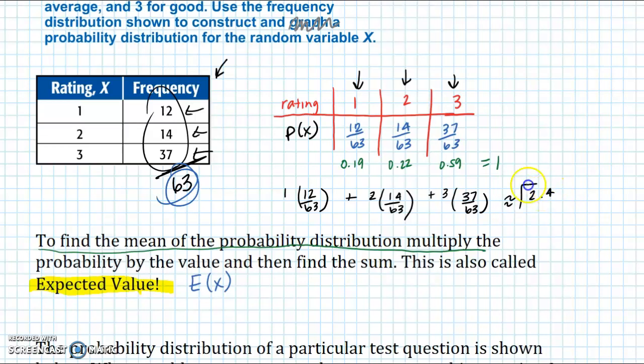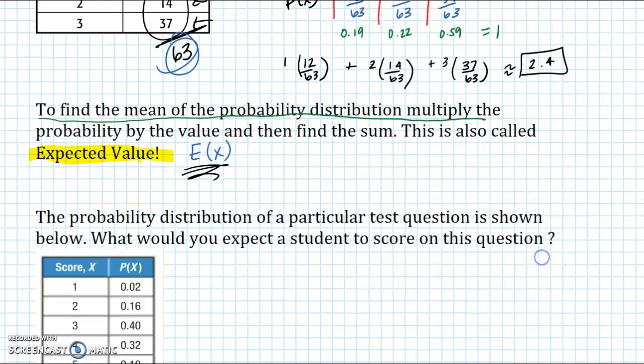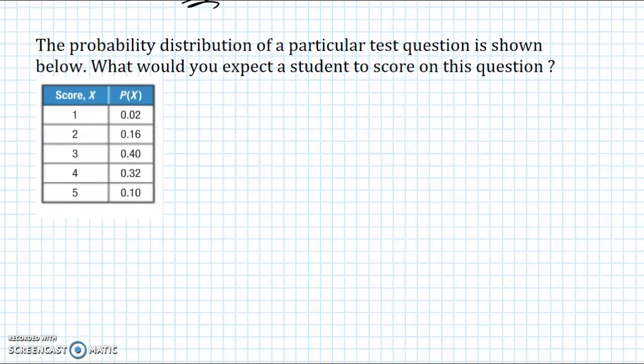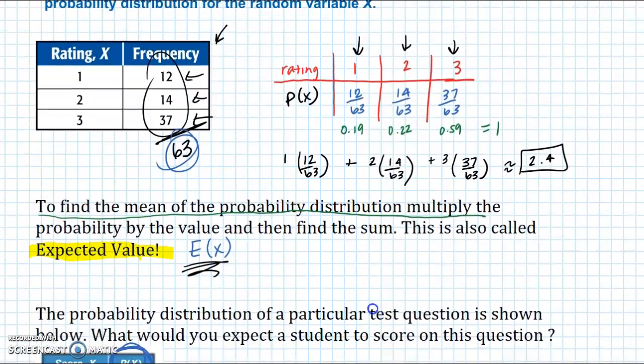So this is your expected value, basically your average rating, if you want to think of it that way, but it's also considered the value that you expect to get out of the table. Let's do another expected value problem. The probability distribution of a particular test is shown below. What would you expect a student to score on this question? So this time note you already have your P of X calculated, so you don't have to calculate it here.